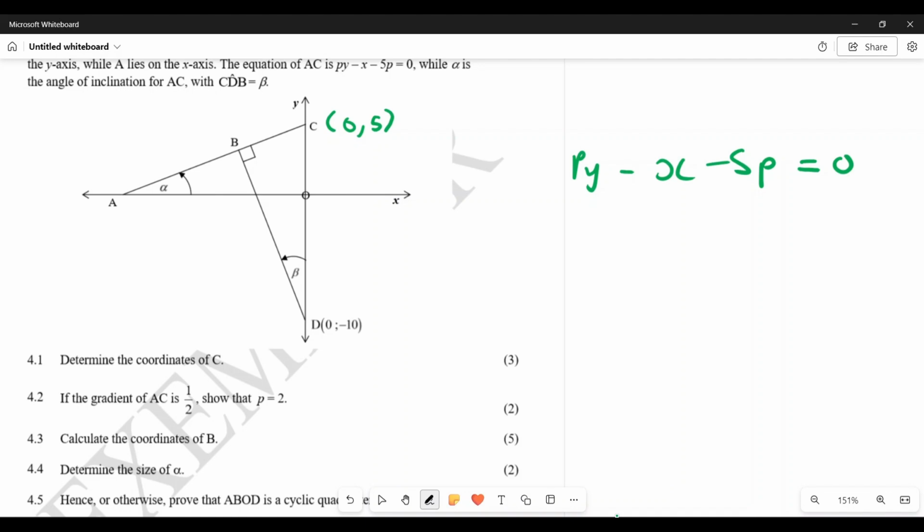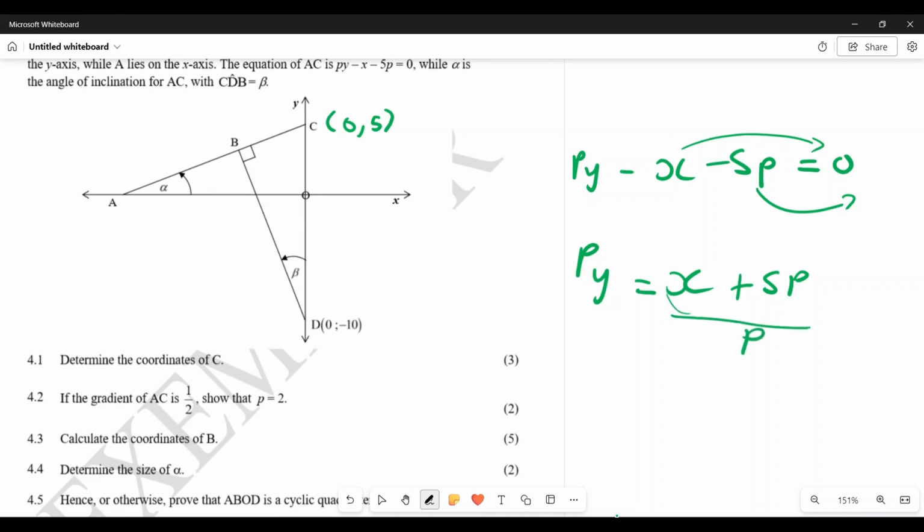If I do so to make it in terms of y, basically I'm going to put the other values on the other side. So here I'll be left with py on one side. When I transfer this x, it's going to be a positive x, and when I transfer this 5p, it's going to be a positive 5p. Afterwards, I'm going to divide both sides by p. So p would be divided into my x as well as my 5p. So my y would be equal to x over p plus, now this p is going to cancel out, so as a result this would be plus 5.